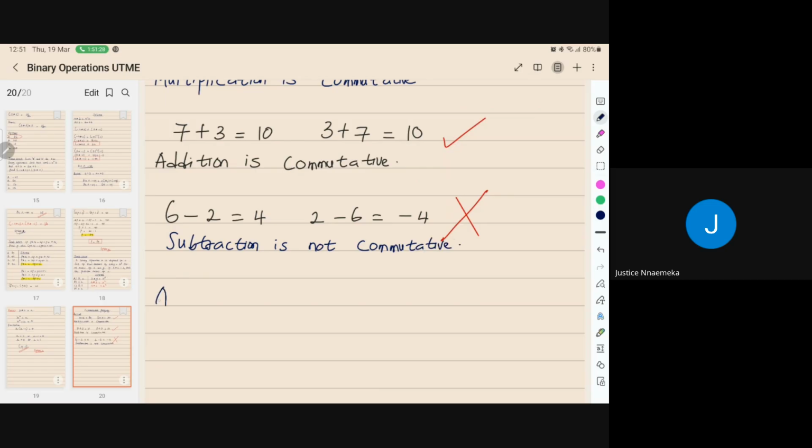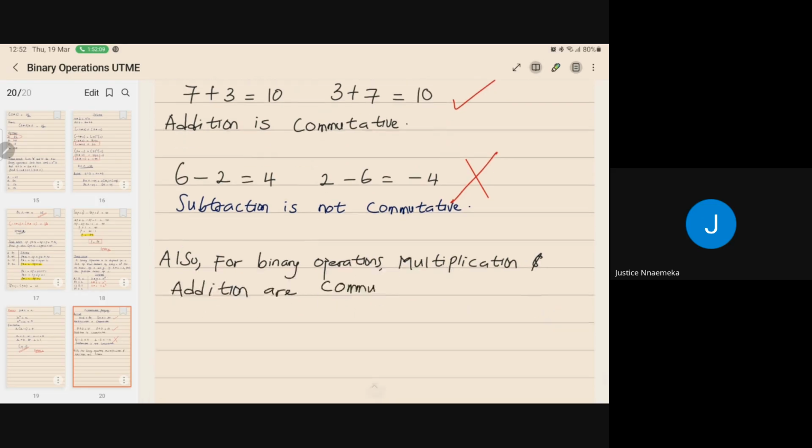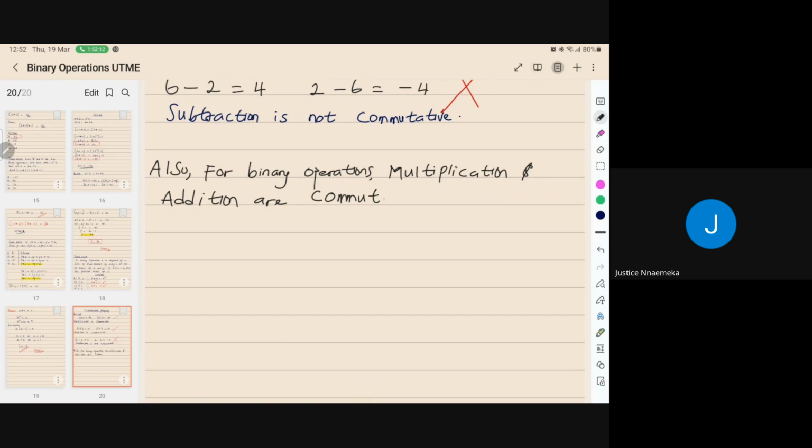Take note. Likewise for your binary operations, we have that multiplication and addition are commutative. So you take note of that.